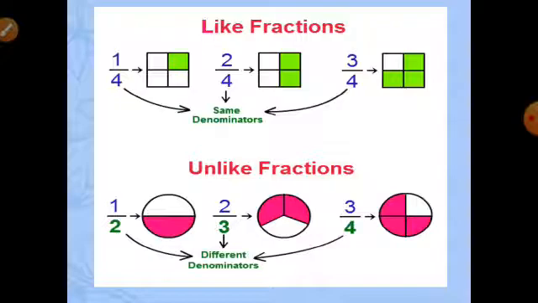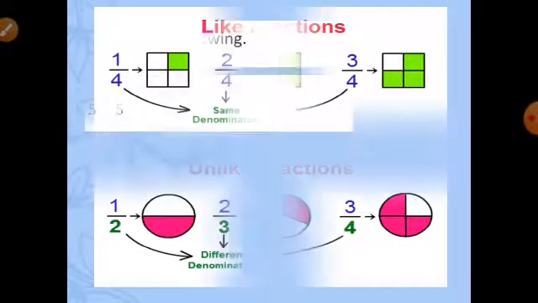Unlike fractions, 1/2, 2/3, 3/4. See, they all have different denominators. So these are called unlike fractions. Half, 2/3 and 3/4. These are all unlike fractions because they have different denominators.